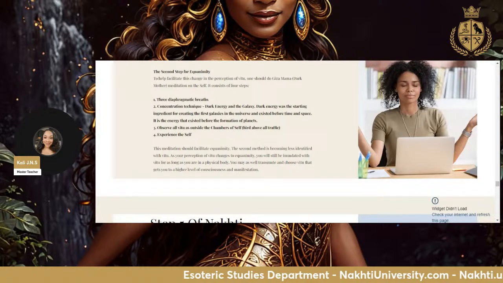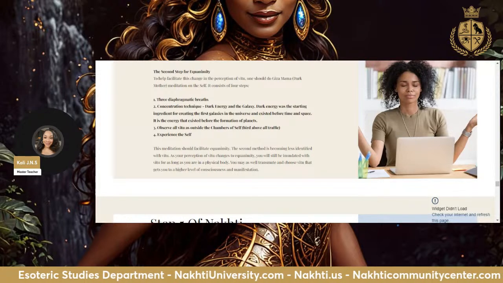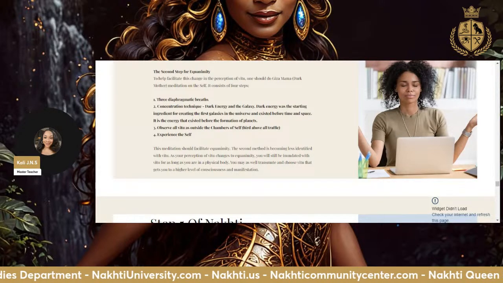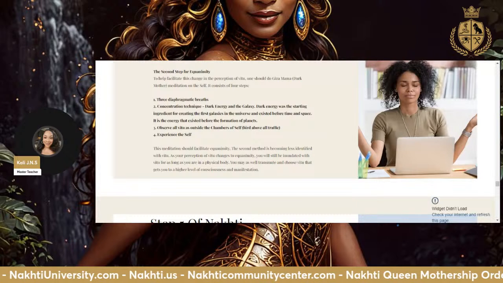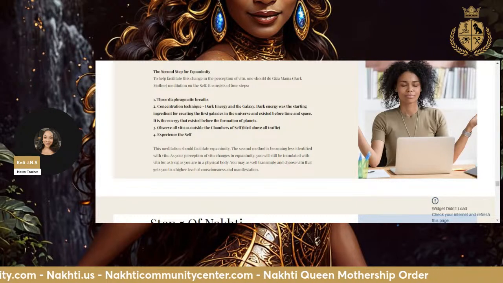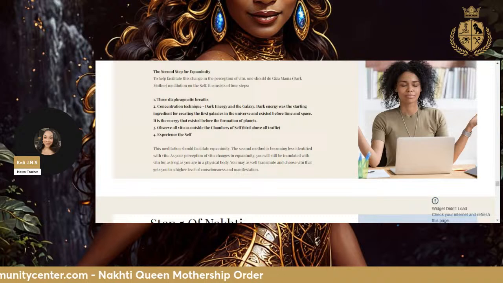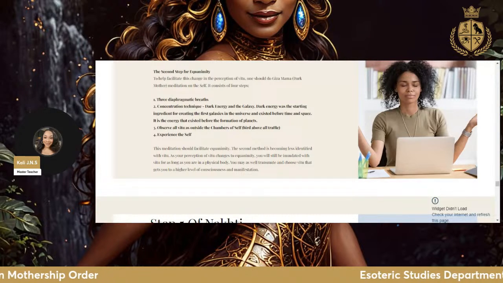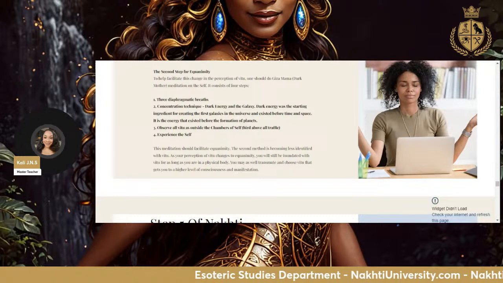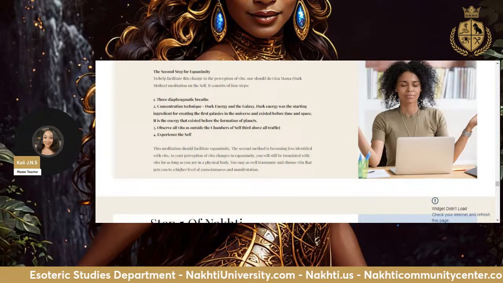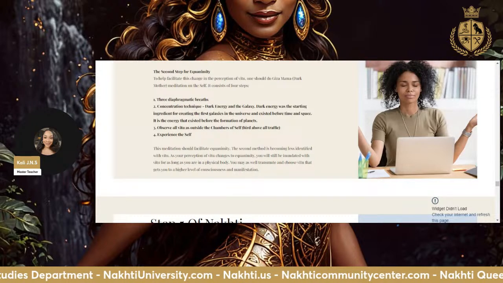That's going to clear out the fragmentation. That's going to clear out the traumas. And then you're seeing all information as outside of yourself. All content, all V2 is outside of the chambers of the self. And that's the analogy of that bird flying above that traffic. And then you're going to experience the self. And that's going to give you that equanimity feeling, because you're going to become less identified with information. And you're going to realize the perception of information.